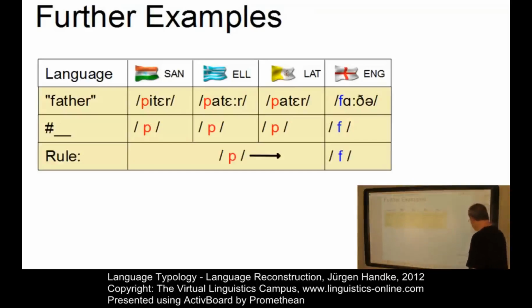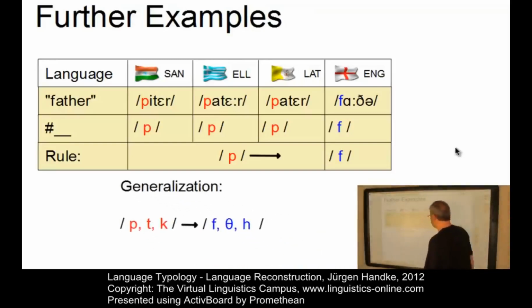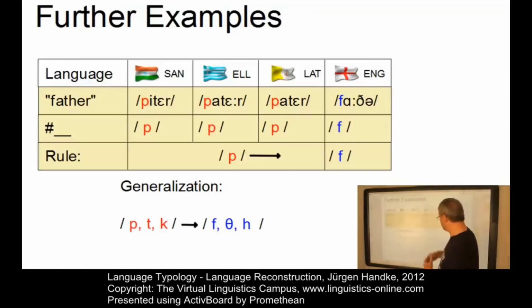And if we inspect further data, we can generalize this sort of relationship to the following. If we have an initial voiceless plosive in one of the classical languages, we will get a fricative with the same place of articulation or a similar place of articulation in the Germanic languages. This is just one observation. Here is another one.